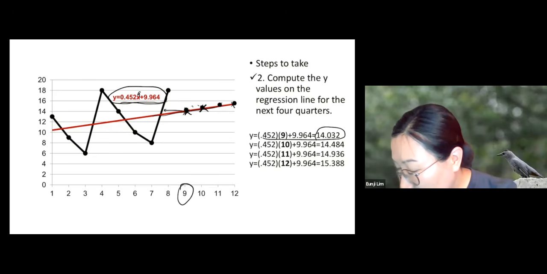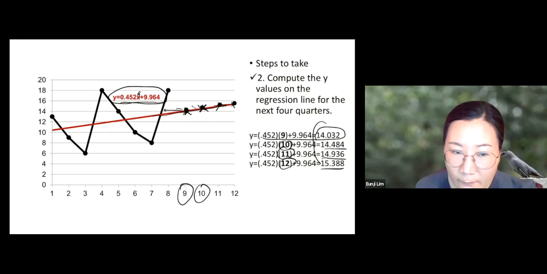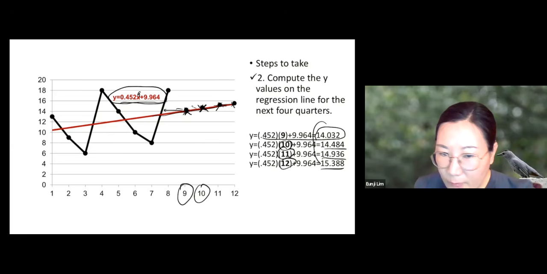And then how about this? Again, plug in the x value, which is 10. You get the y value of this point. And likewise, plug in 11 and 12. So these numbers are the y values of these points. But are these our forecasts for the next 4 periods? No. What's wrong with these numbers? They don't show the seasonal pattern. They show the overall trend, but they don't show the seasonal pattern.